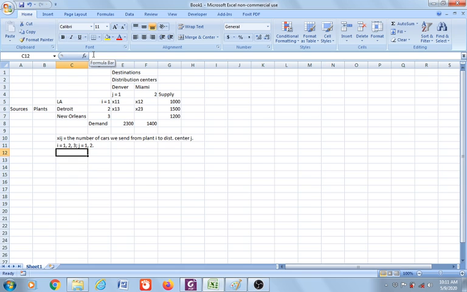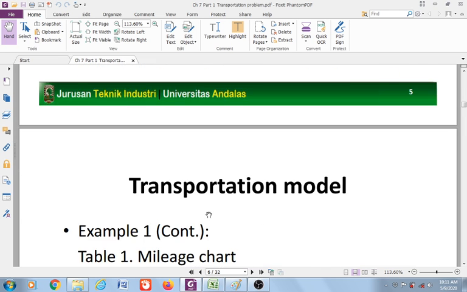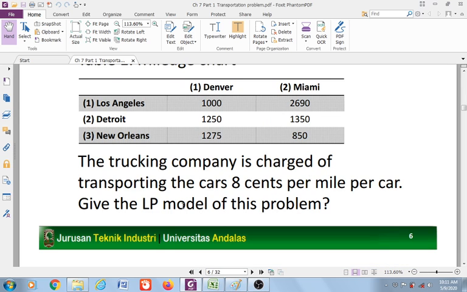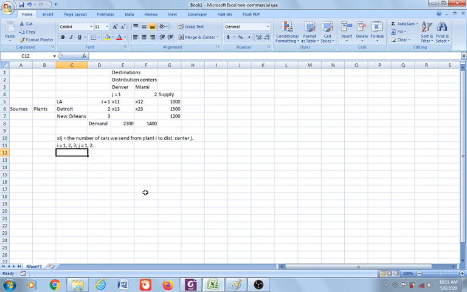Now, before we start writing the model, we need to do a little calculation for the cost data. As I explained previously, we need to make the cost data in US dollar per car, because our decision variable, the Xij, is the number of cars. So I'm just gonna copy this table.